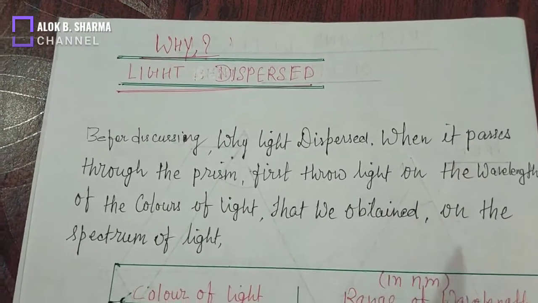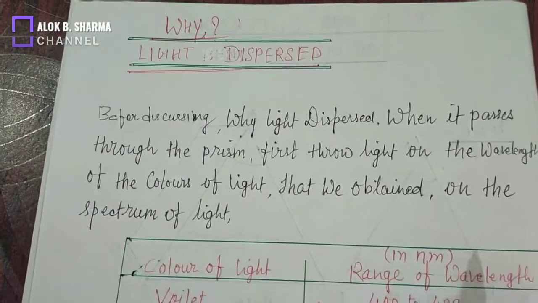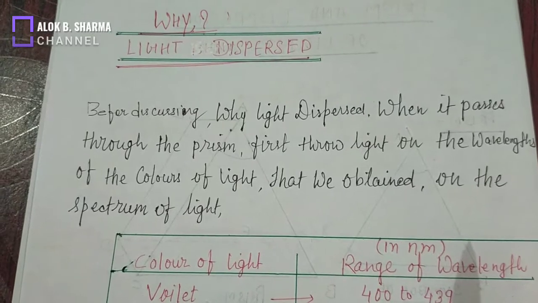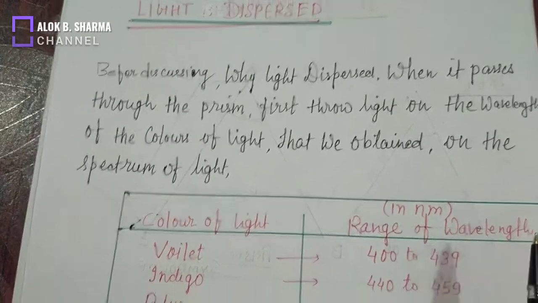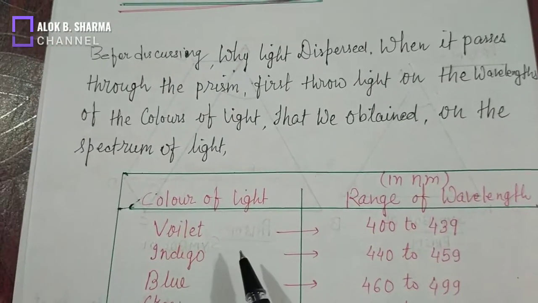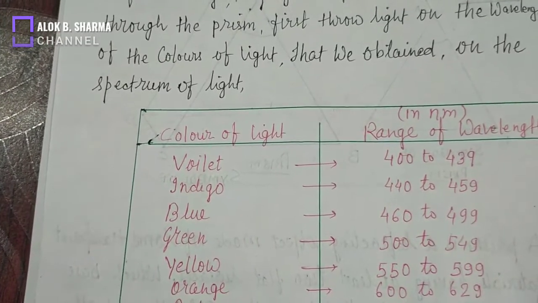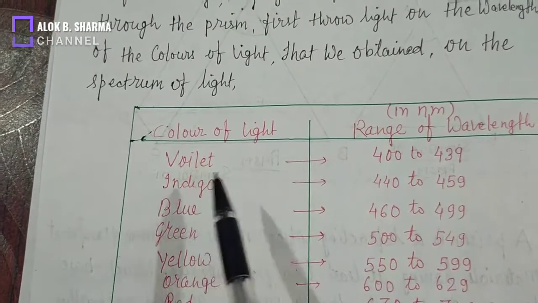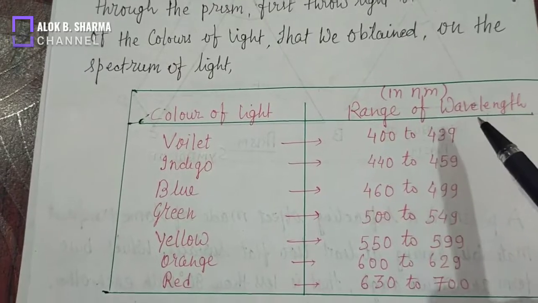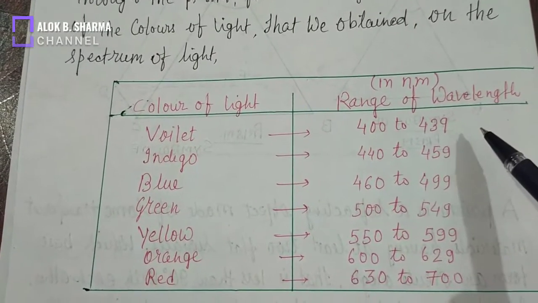Before explaining why light is dispersed when it passes through the prism, we will see the wavelengths of different colors which we obtain on the spectrum of light. That is, we have obtained 7 colors, and the different colors have different wavelengths in nanometers. I have prepared a table for that.